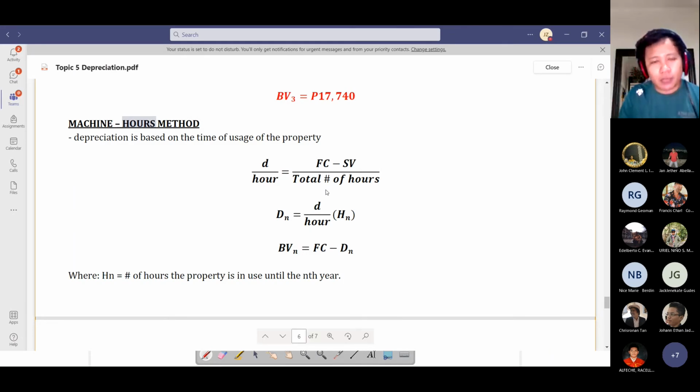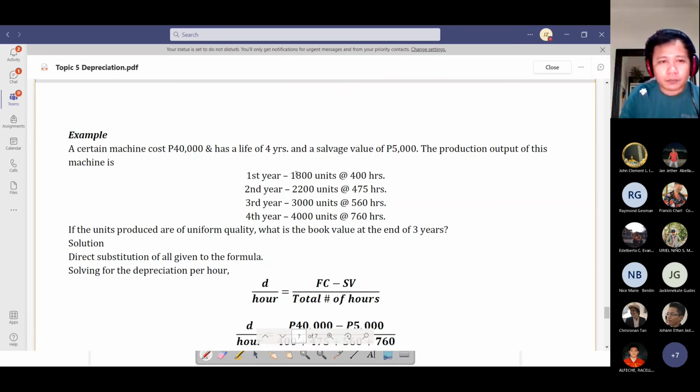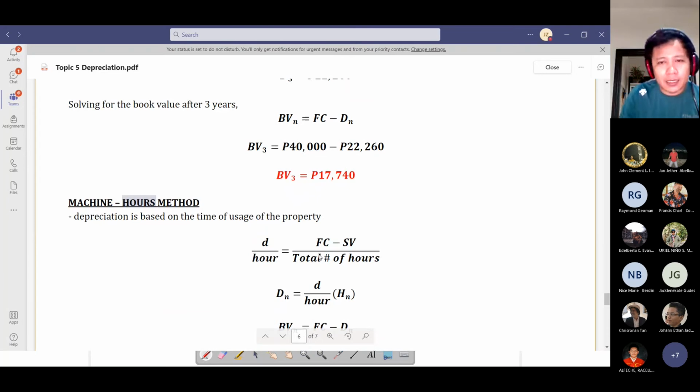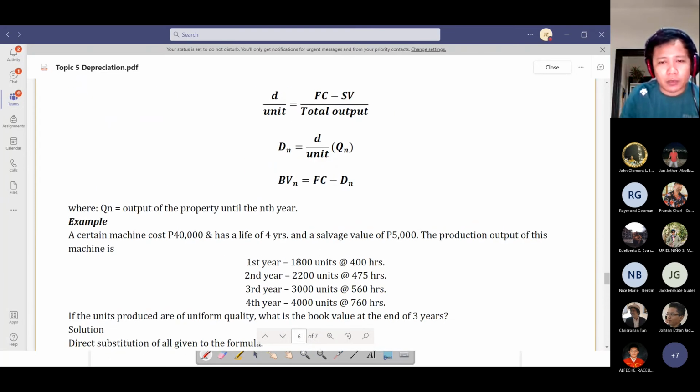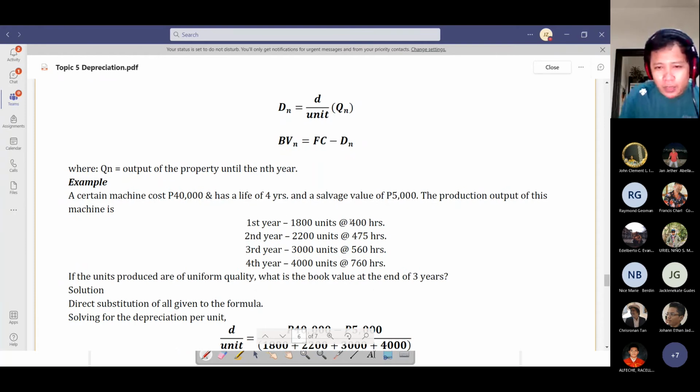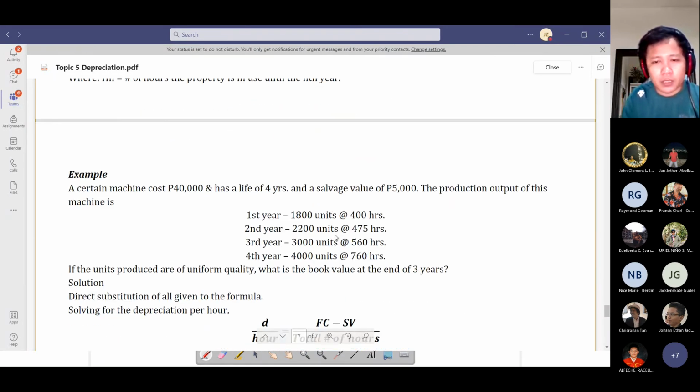Okay, let's apply it on an example. The example is still the same as in the service output method. It's because this problem has a number of hours that it is used, so this problem can also be solved using the machine hours method. Same problem, using the machine hours method.